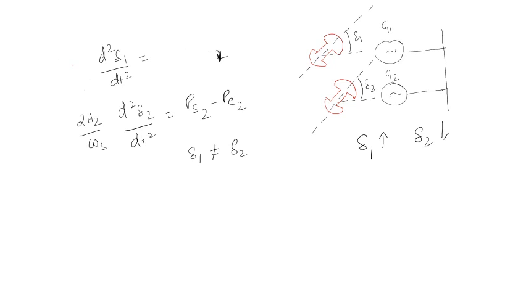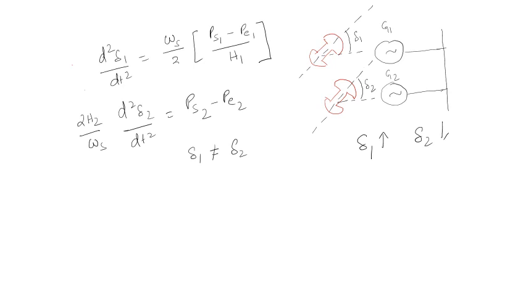So I will write it: d square delta by dt square is equal to omega s upon 2, times (ps1 minus pe1) upon h1. Okay, so now I haven't done anything new, just brought that term to that side.